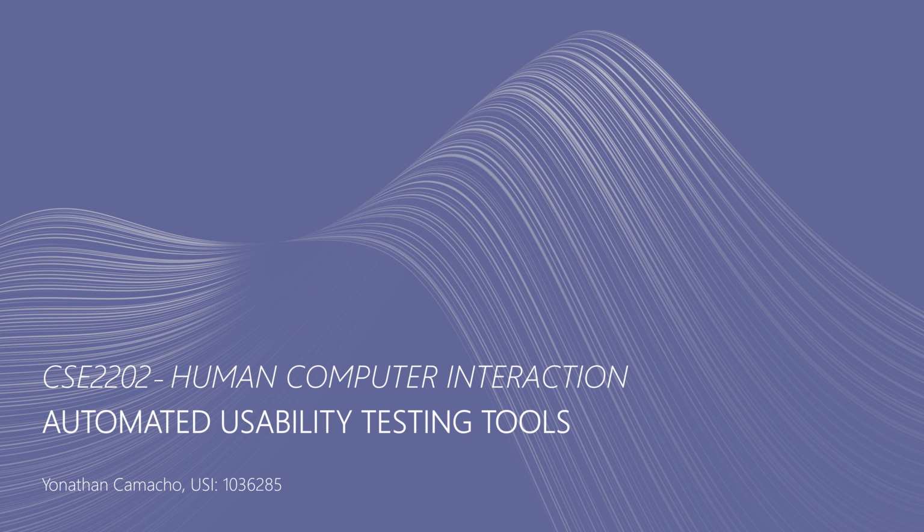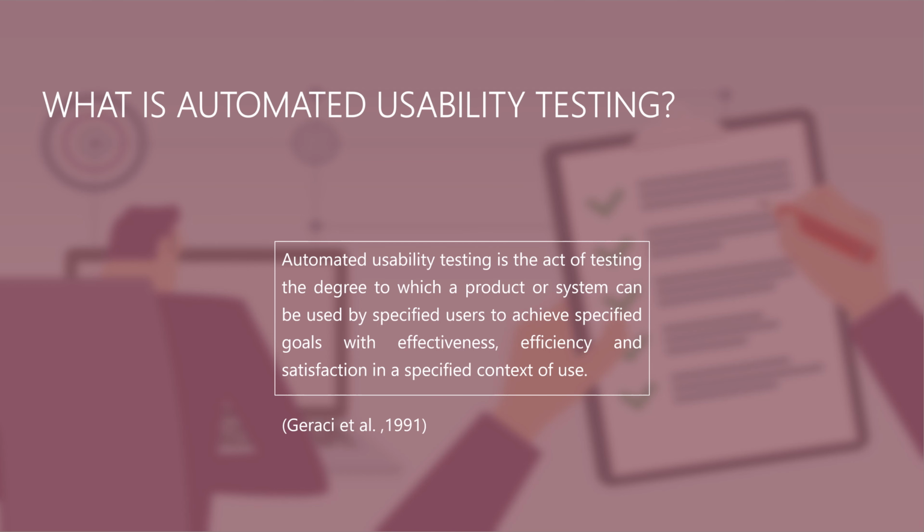Before we dive into the main focal point of this presentation, there are a few prerequisites we should be aware of. Firstly, what is automated usability testing in the first place? Automated usability testing can be defined as the act of testing the degree to which a product or system can be used by specified users to achieve specified goals with effectiveness, efficiency, and satisfaction in a specified context of use.